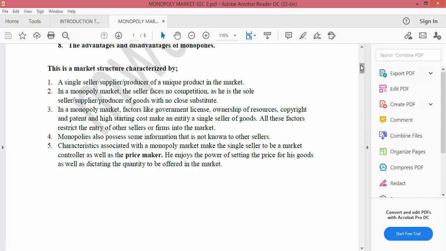For example, I enjoy monopolistic powers if I am the only supplier of, let's say, stationery items at KCA. No other company has been given the authority to supply the stationery, and the school is not allowed to buy stationery elsewhere apart from this particular dealer. So that supplier, the only one identified in the region, enjoys what we call monopoly powers.